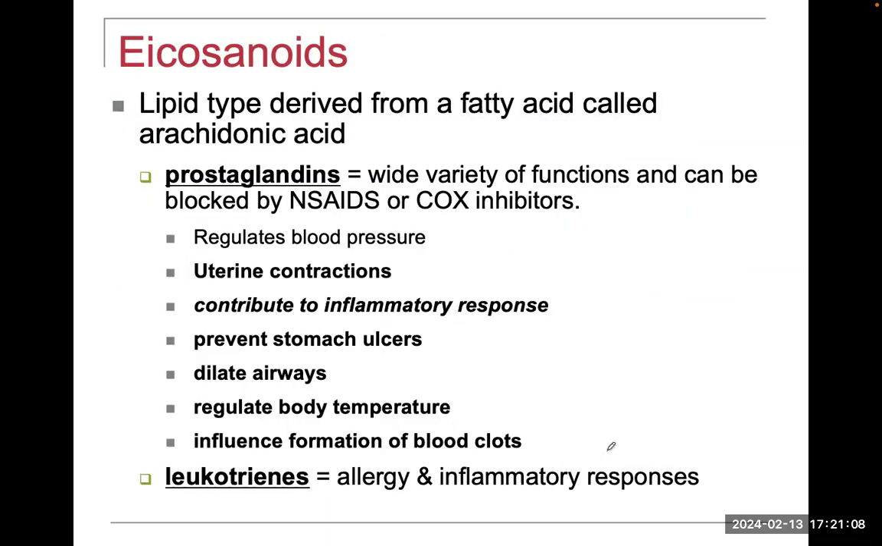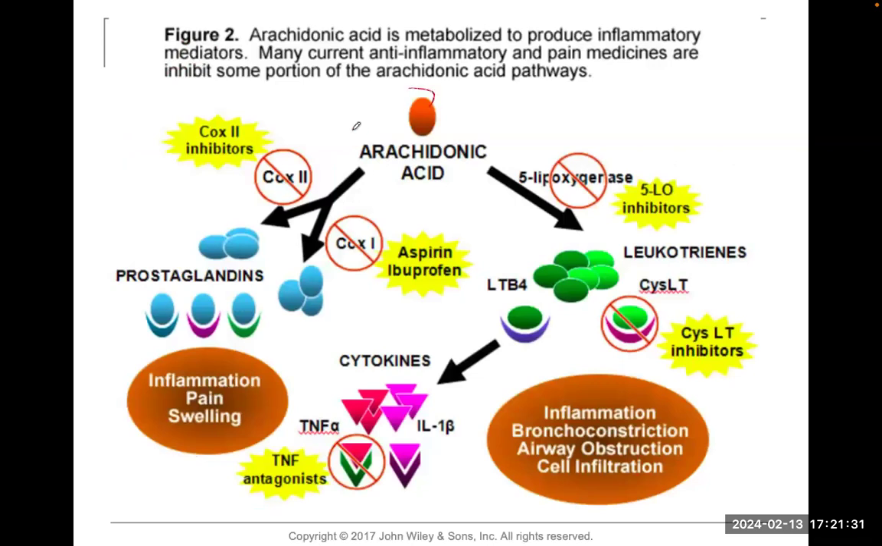The eicosanoids are lipids derived from a fatty acid called arachidonic acid. Arachidonic acid is in all of our cell membranes. So as the cell membrane becomes damaged, from that arachidonic acid we can produce prostaglandins or leukotrienes. And these are involved in pain, inflammation, and swelling, especially the prostaglandins.